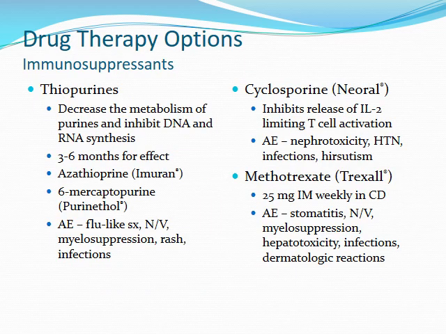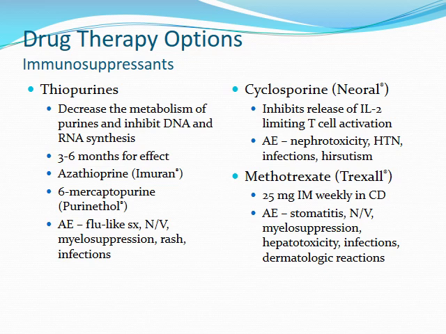So besides just using aminosalicylates or corticosteroids, we also have other immunosuppressants that we can utilize. Big options here are going to be the thiopurines. These work very similar to what we saw in, say, rheumatoid arthritis, and similar to some of our cancer drugs, in that they decrease the metabolism of the purines and actually inhibit DNA and RNA synthesis.